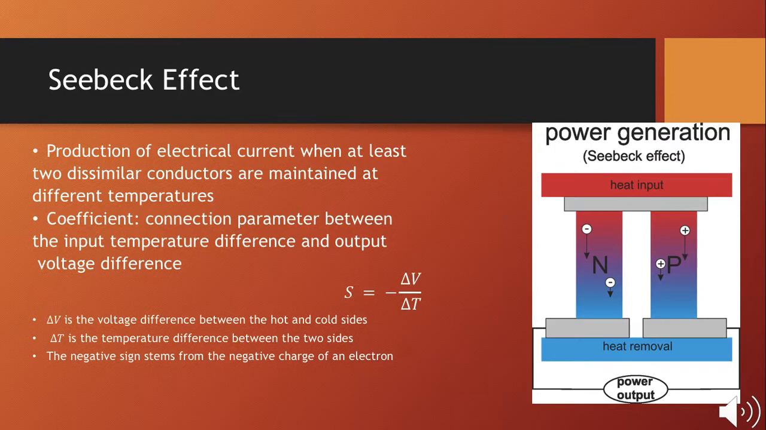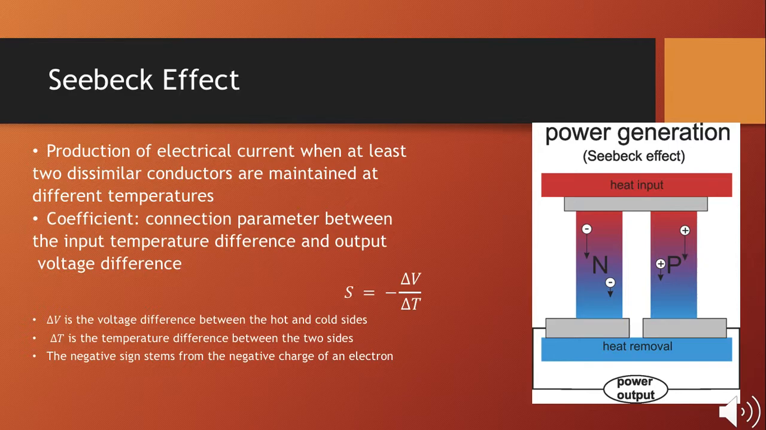The Seebeck effect is the one that is more directly related to the way thermoelectrics work, because that is harnessing temperature to create an electrical current. So the Seebeck effect is the production of an electrical current when at least two dissimilar conductors are maintained at different temperatures. So there is a temperature gradient.